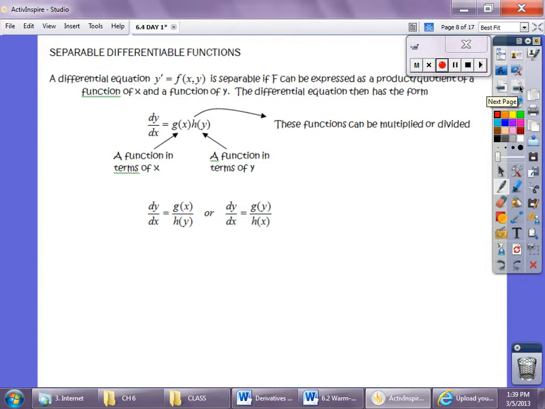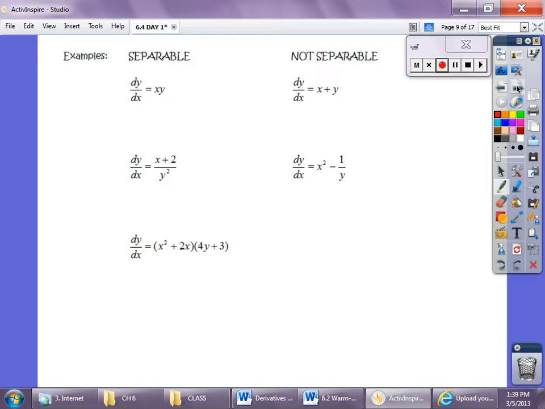To check if they're separable, you want to see if a function of x's is multiplied by a function of y's. So that would be something like this. Or that they're divided. So I'm going to give you a list of functions that are separable. x times y is separable because it's a function of x times a function of y. This is separable because they're divided. And the last one is also separable because it's a function of x multiplied by a function of y.